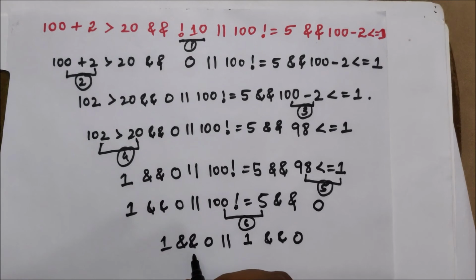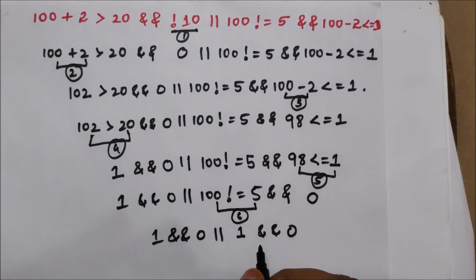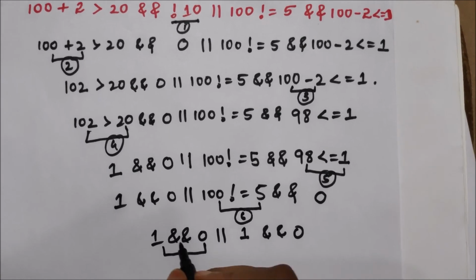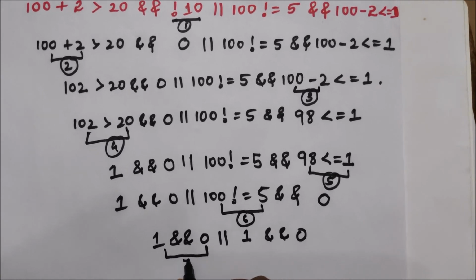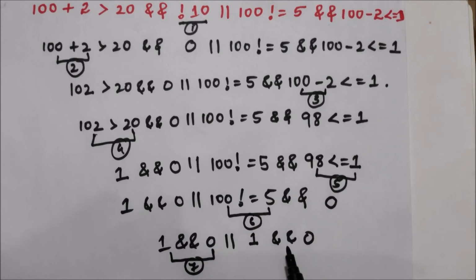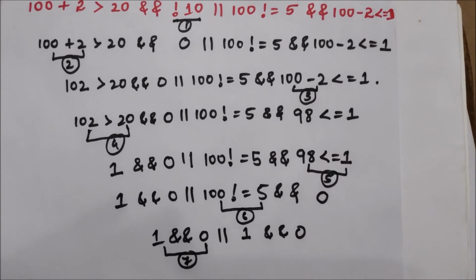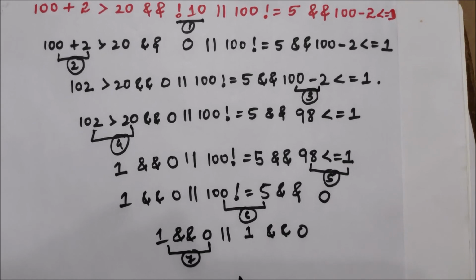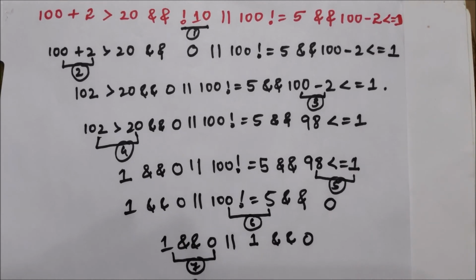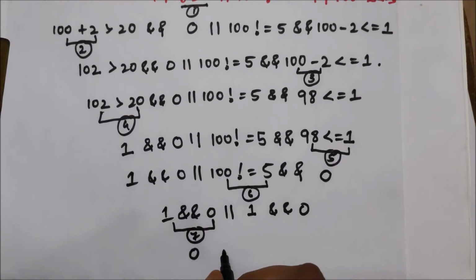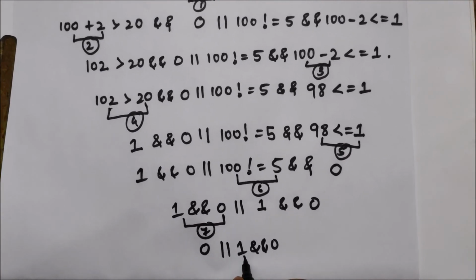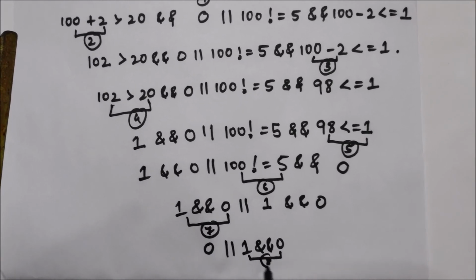So now we are left with only logical and, logical OR. So logical and should be evaluated first. Again start from left to right. Every time you should start from left to right. So now when there are two logical and operators, you should follow the associativity rule. Start from left to right and evaluate. 1 and 0 is 0, which means true and false is false. Again we have 1 and 0, which is again false.